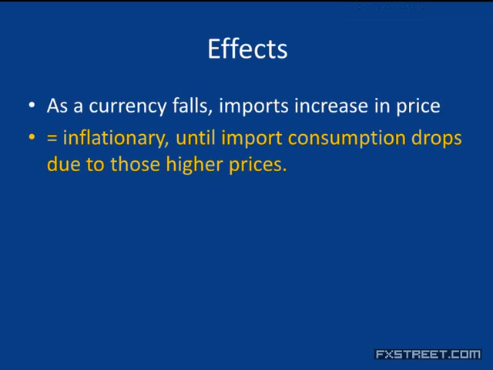I really don't know if they do import nappies. I imagine they've got some domestic production, but they certainly do import a tremendous amount. So one of the effects of a currency falling is that imports become more expensive. Initially, that's going to be inflationary until the domestic consuming public decide that those things, maybe just the nappies they're buying, are getting more expensive, and they either stop buying them or find a local substitute. Then the slightly longer term effect will be that inflation will drop.